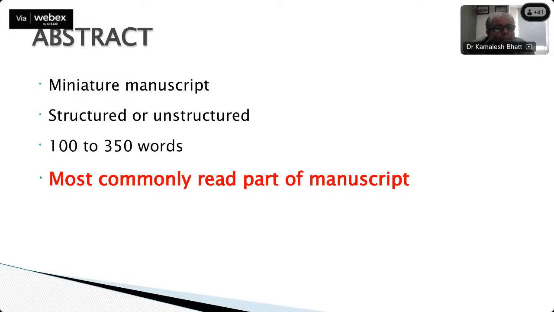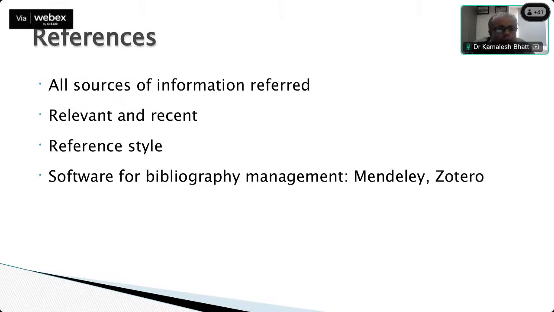So after this IMRD structure, before going to the abstract, I want to highlight one thing, that is, yes, references. So in the introduction and background, you have used many sources of the reference. Then in the discussion also, in methodology, if you have adapted some questionnaire, all sources of information you referred come under the heading of references. But it must be relevant and recent. These two things must be there.